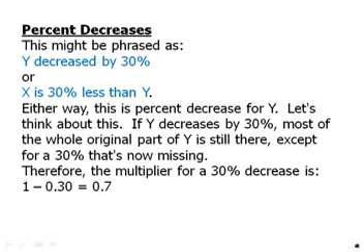Therefore, the multiplier for a 30% decrease is 1 minus 0.3, which gives us 0.7. And this reiterates what I said a moment ago. If 30% leaves, 70% is still there.